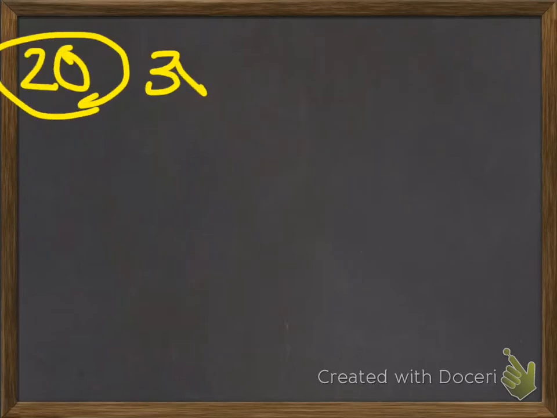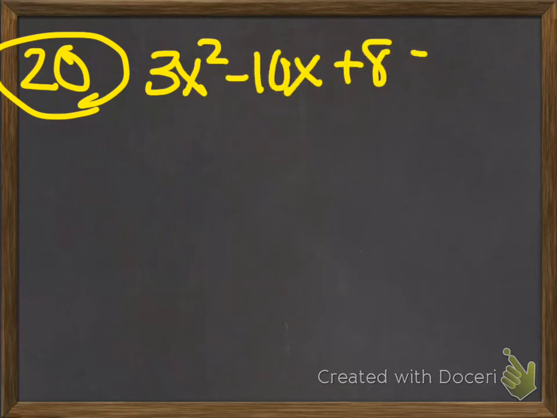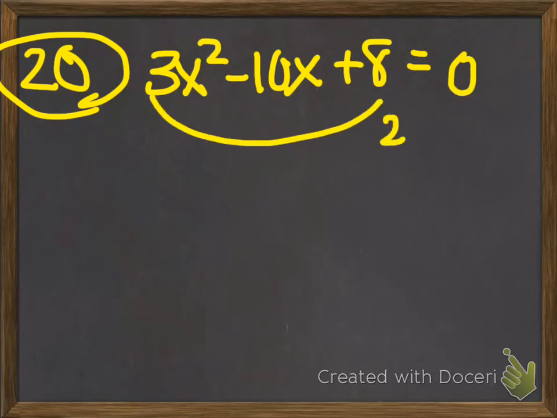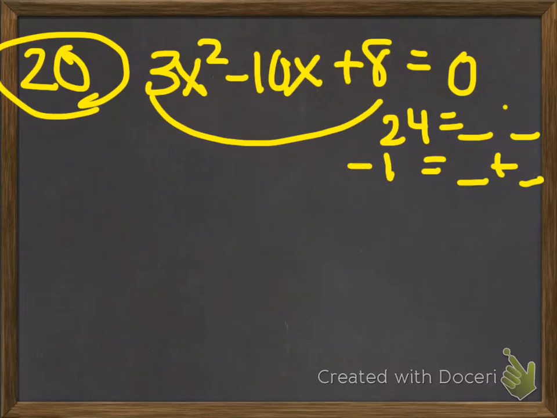Number 20, 3x squared minus 10x plus 8 is equal to 0. There's no GCF, but I can multiply 3 times 8. That gives me 24. I set up my puzzle. What times what multiplies to 24 that adds to get negative 10? That's going to be negative 6 and negative 4.